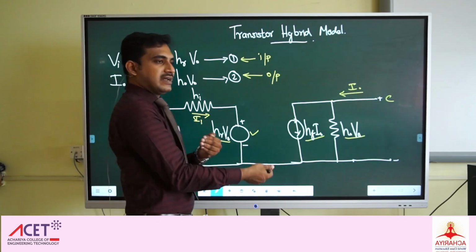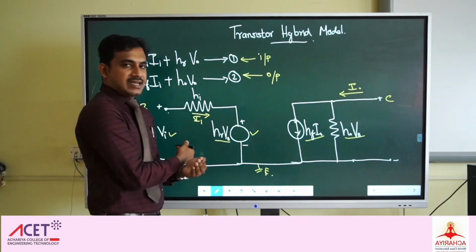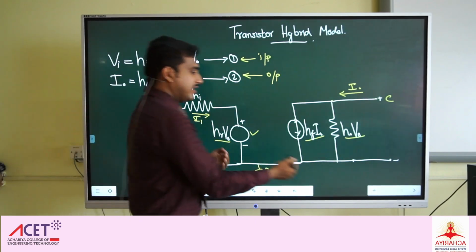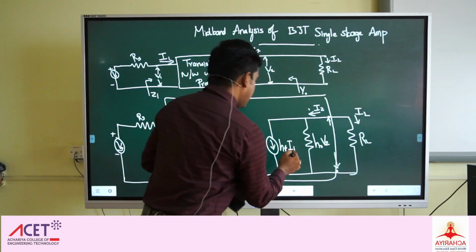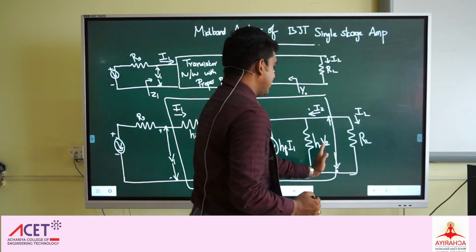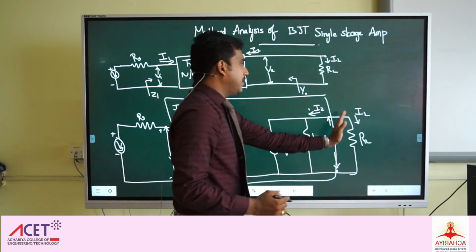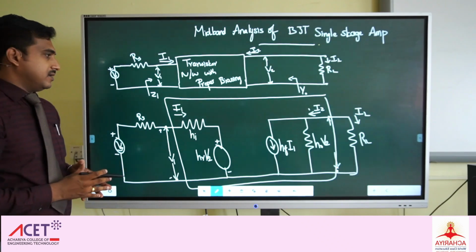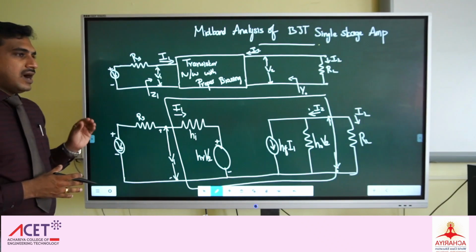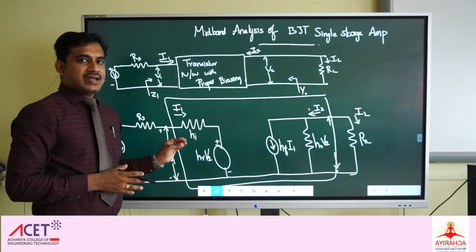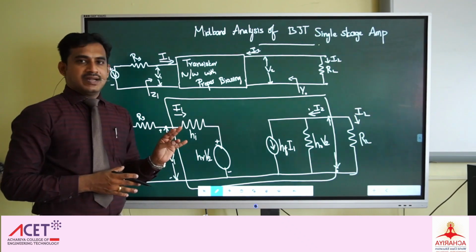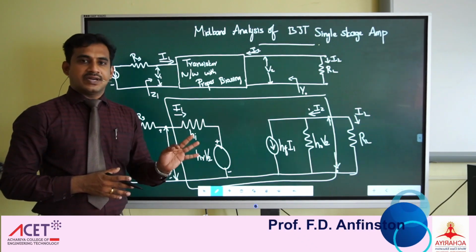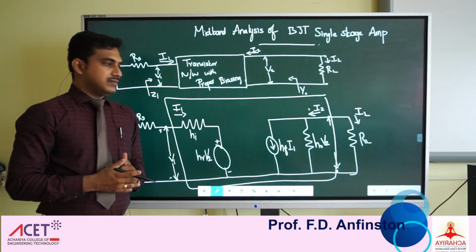Output side we are taking as 2. Input side we are taking as I1. That's why we are putting as I1, the H naught V2 as the admittance. The remaining circuit we are drawing as shown in the above block diagram. Now we are going to analyze the transistorized amplifier, and we are going to find the input impedance, output impedance, current gain and voltage gain of this particular circuit.